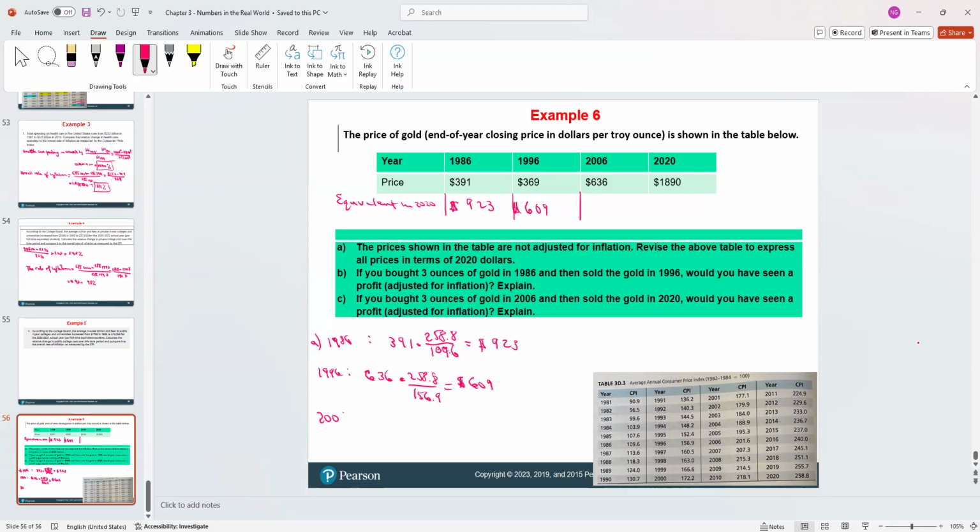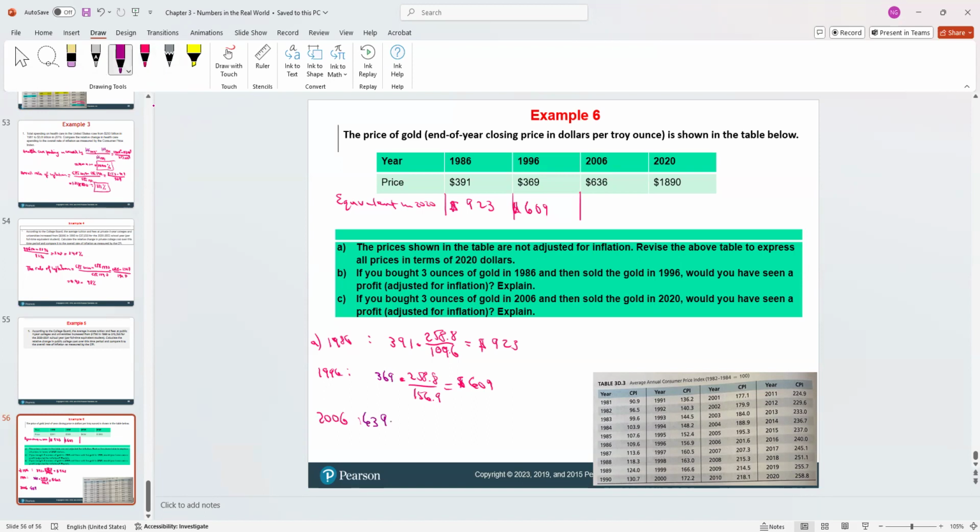Now let's do it also for 2006. Look in the table for 2006. Oh, sorry. We take the price for 2006 first. Oh, the other one was not 639, it's 369. 369 was for 1996. Okay, my bad.